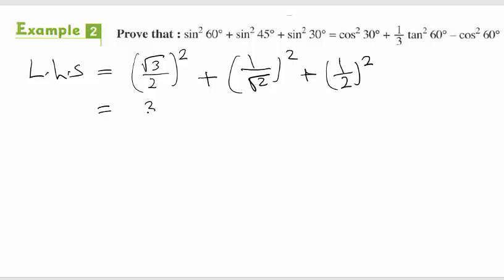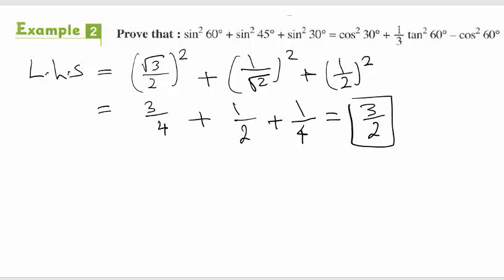Let's simplify. This will be 3 over 4 plus 1 over 2 plus 1 over 4. If you calculate this value, you will find it is 3 over 2. So I will highlight this part like this, and I will say this is point number 1. Now let's move to calculate the other side. The first side was my left hand side, so by logic my second side will be my right hand side. Let's calculate it as we did before.